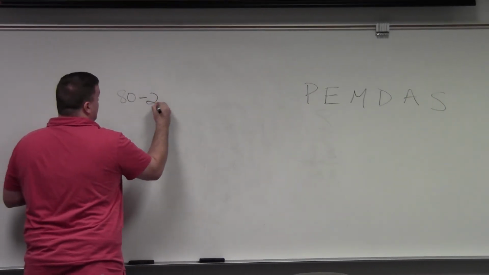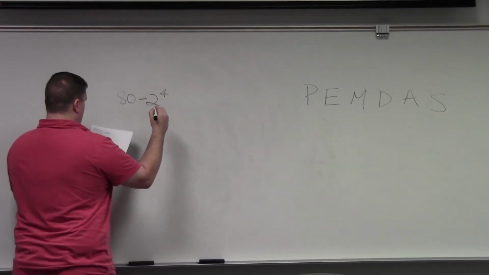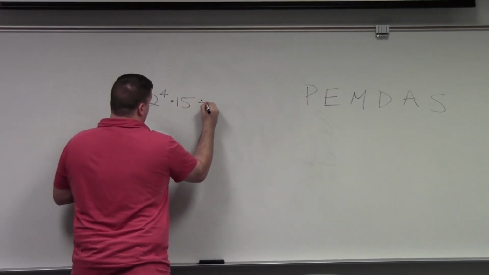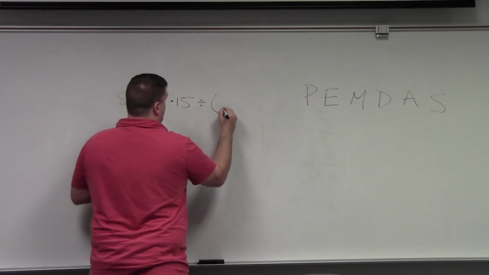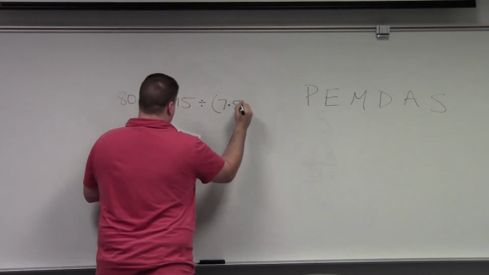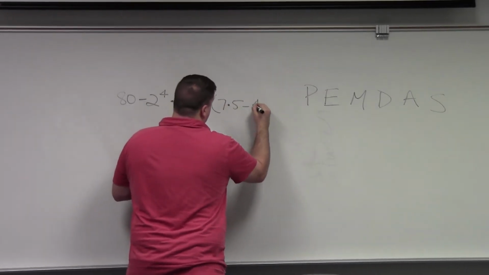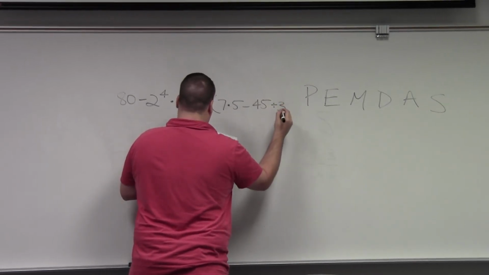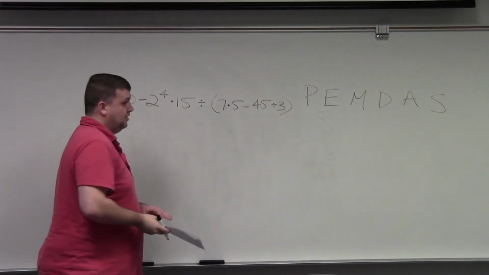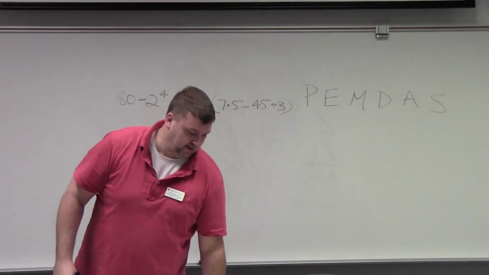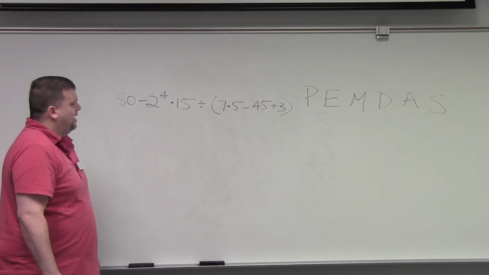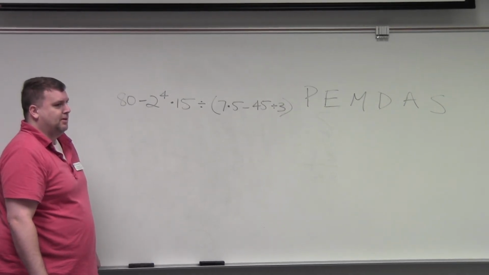So 80 minus 2 to the 4th times 15 divided by (7 times 5 minus 45 divided by 3). Nice. What's going on there? If you think that one's bad, don't look at the next page yet.